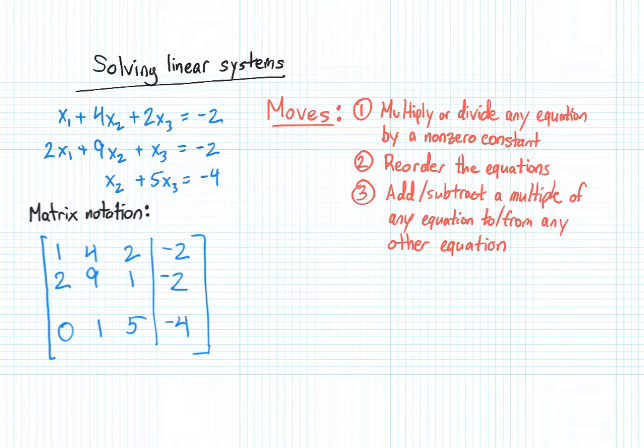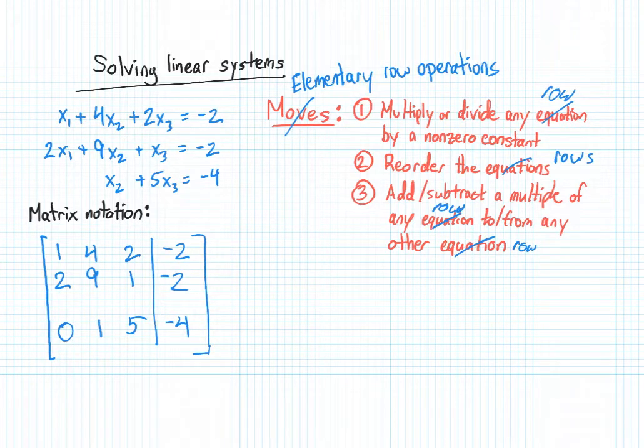And so if we look back at this list of moves that we made, the moves describe manipulations that you can do to the equations. We can now interpret those moves as being manipulations that you can do to rows of the matrix. And because these moves play a very special role in the subject, they have a fancy name, elementary row operations. And this matrix that we're looking at here is referred to as the augmented matrix of the system.